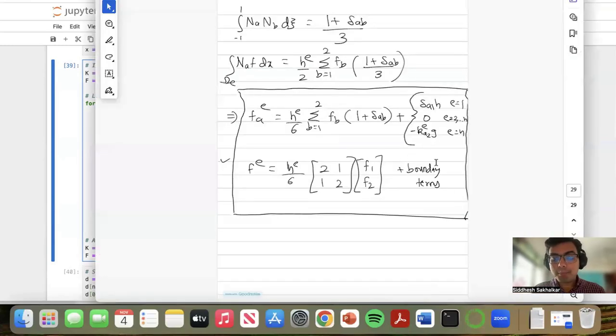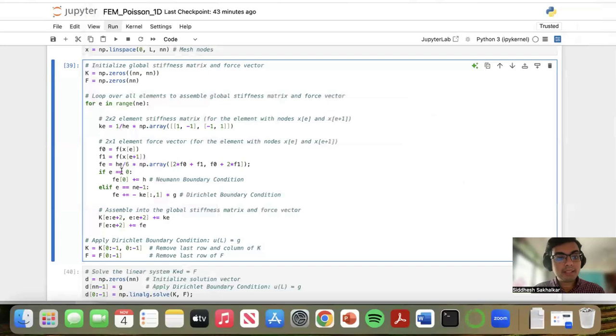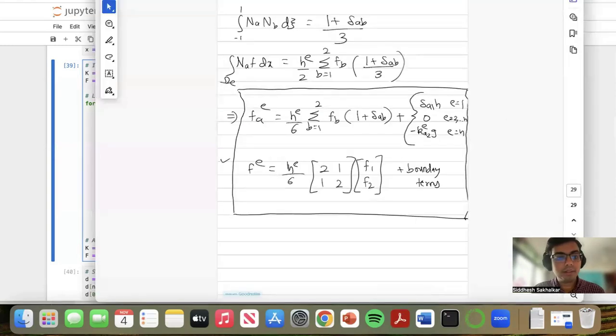Additionally, we also have some boundary terms in FE. So the boundary terms are described over here. So for the first element, the boundary term is delta A1 times H. Now, based on zero indexing, the first element is actually 0. So we have a condition if E is equal to 0, then the first entry of FE, so FE of 0, is equal to FE of 0 plus H, which is exactly what we have over here.